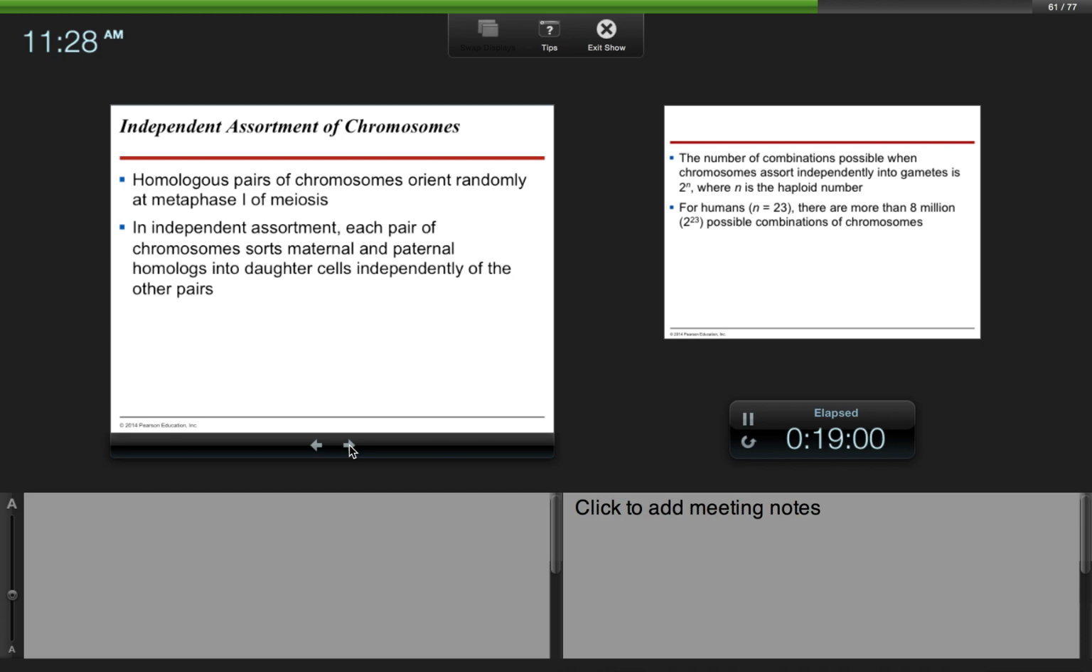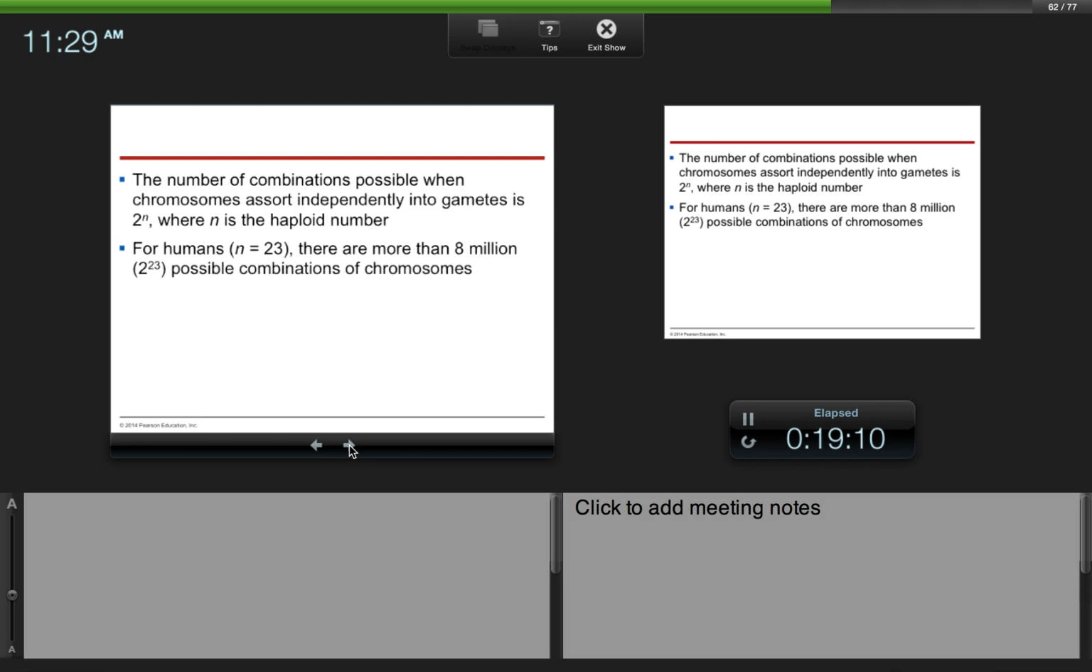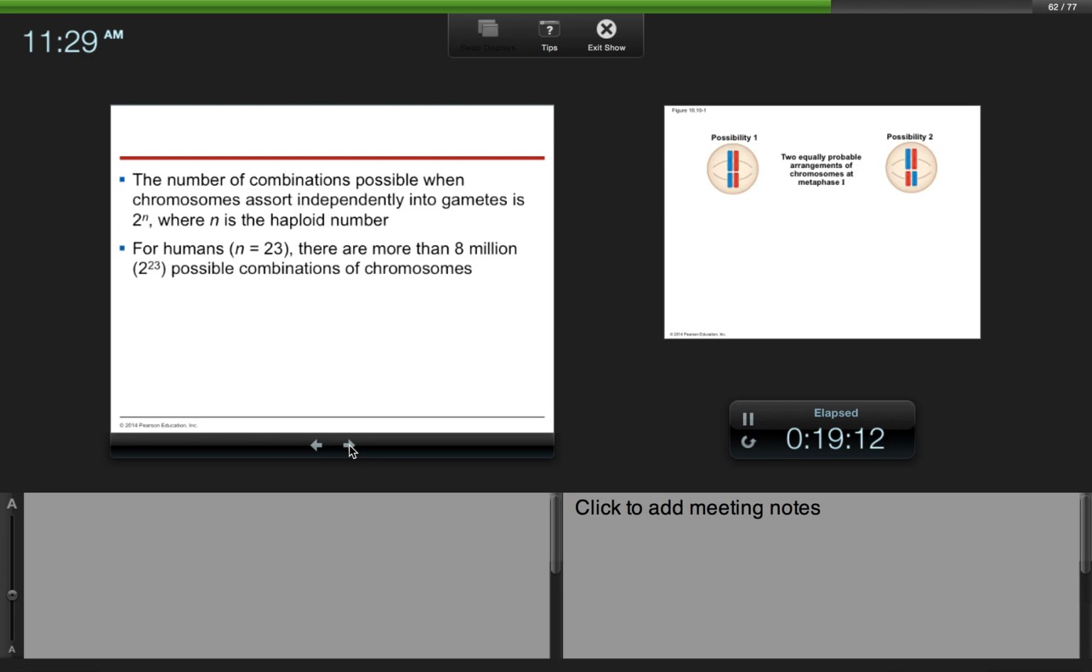Homologous pairs of chromosomes orient randomly at metaphase 1 of meiosis. In independent assortment, each pair of chromosomes sorts maternal and paternal homologs into daughter cells independently of the other pairs. The number of combinations possible when chromosomes assort independently into gametes is 2 to the n, where n is the haploid number. So in humans, that's 23, so there's 8 million possible combinations of chromosomes.